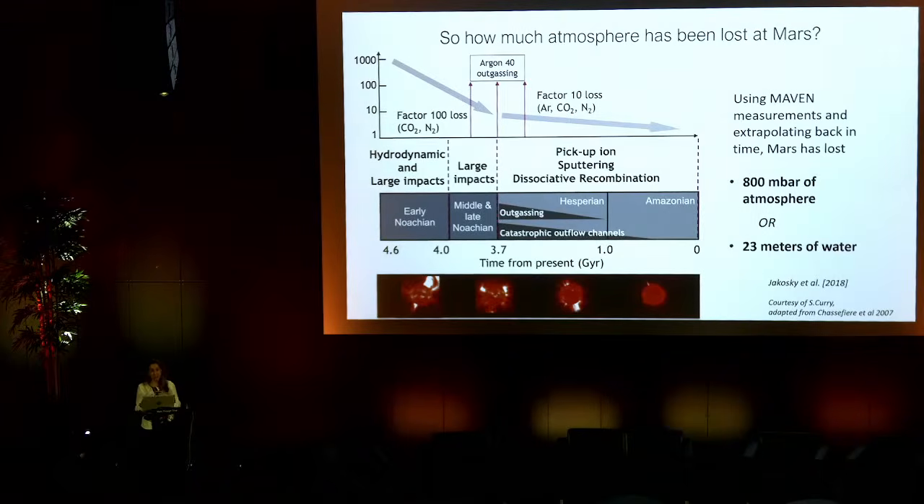So if we tie this into the past of Mars, this is just adapted from a Chassé figure back in 2007. But we're now trying to work in different epochs of what these escape rates would look like over time. And we currently think, using these estimates, that Mars has lost, with this escape rate, 800 millibars of atmosphere, or that would be around 23 meters, like a GEL, 23 meters of water globally. So we're still working on this problem and trying to punctuate it over time.